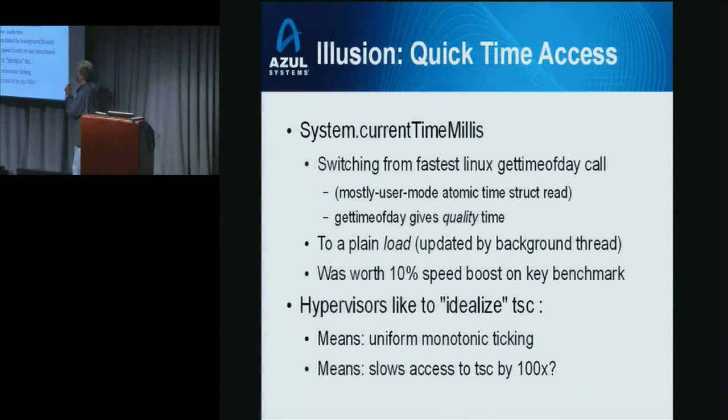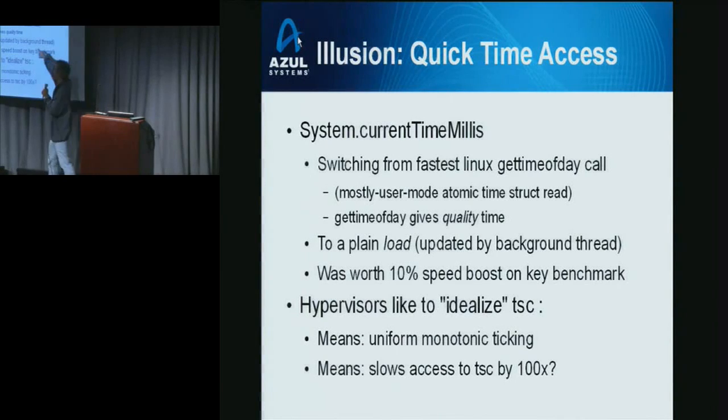Right now, HotSpot does current time millis by doing basically an inline version of the fastest flavor of Linux time of day call, which is mostly some sort of user mode atomic struct read. You read some big user mode struct that the kernel's fixing behind your back in a read-only page for the user side, and the user reads it once, and they read it a second time to confirm it hasn't changed between reads. And if they get an atomic read of all the fields, then they use that to shift, scale, add and come up with current time millis.